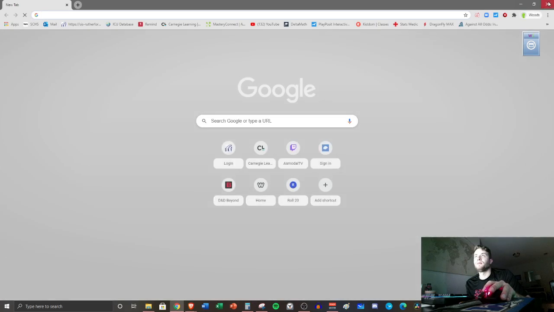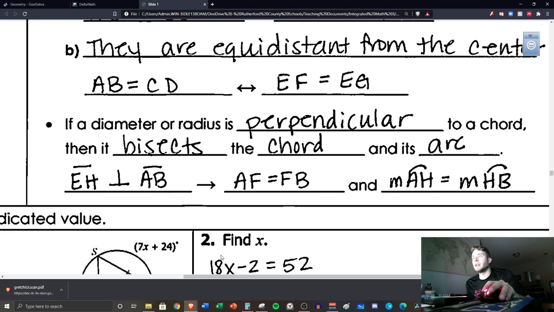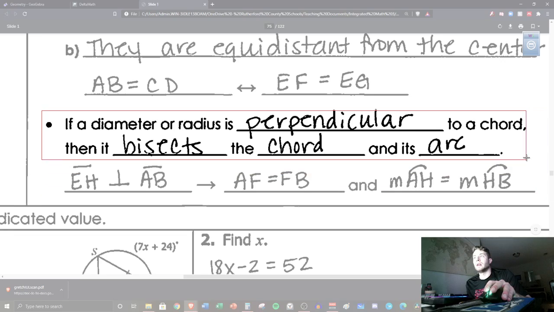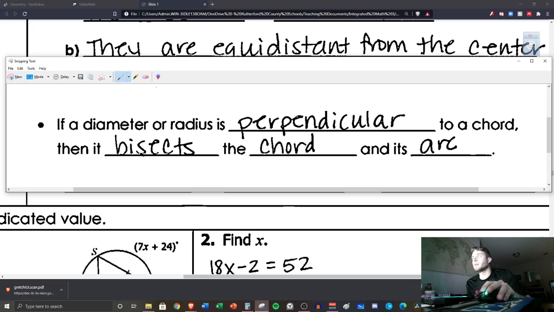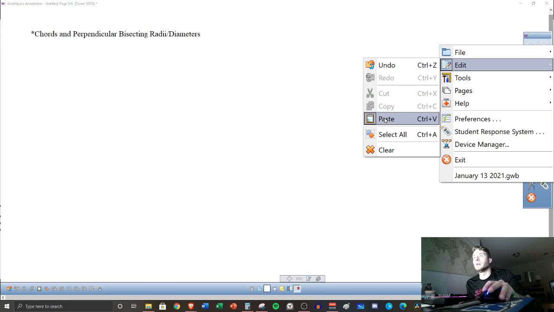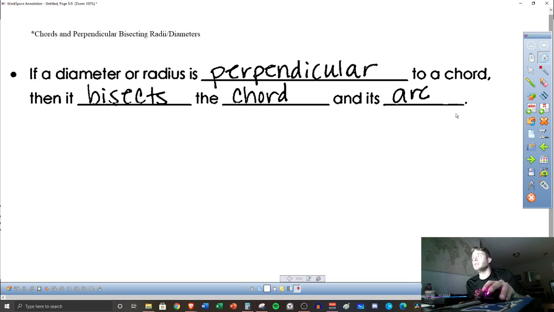Oh snap, hold on. We want to write down this rule. I'm going to copy and paste that for you guys. We just want this, that's all we want. I'm going to paste that right here for you guys to write down.